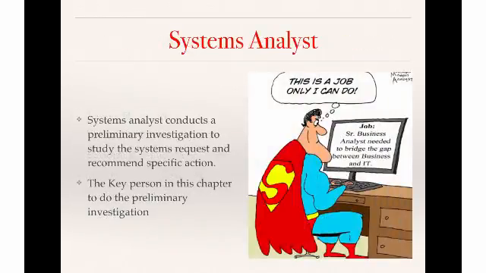Now, who are the key information system people mentioned in this chapter? Well, the key person in this chapter is the systems analyst, who conducts a preliminary investigation to study the system request and recommends specific action to the manager. The analyst's role in this preliminary investigation is to translate between the business people and the IT department.